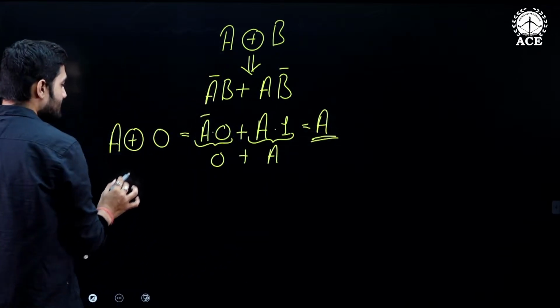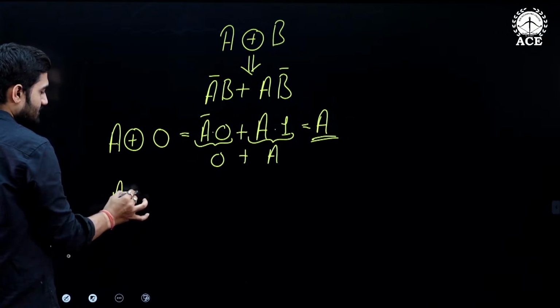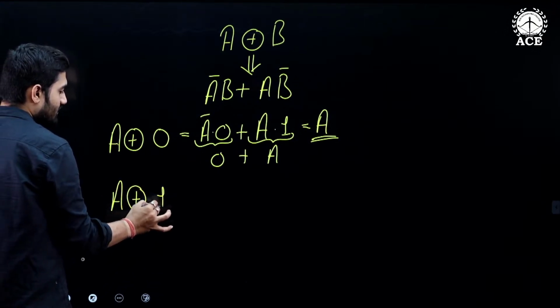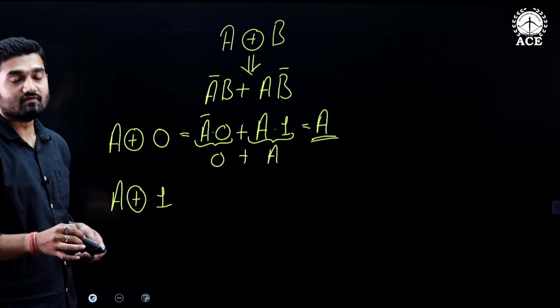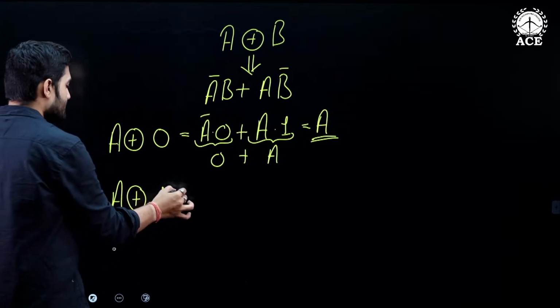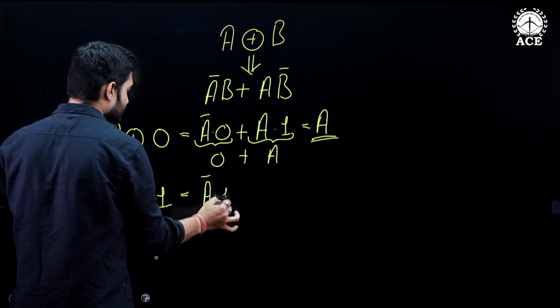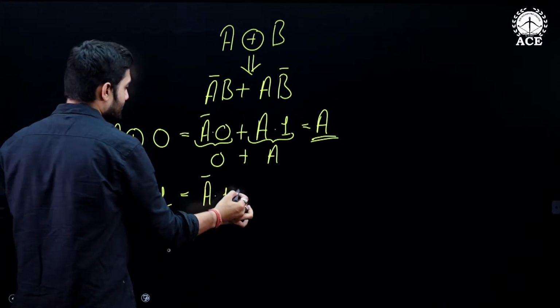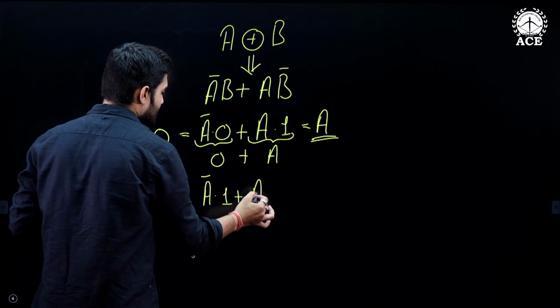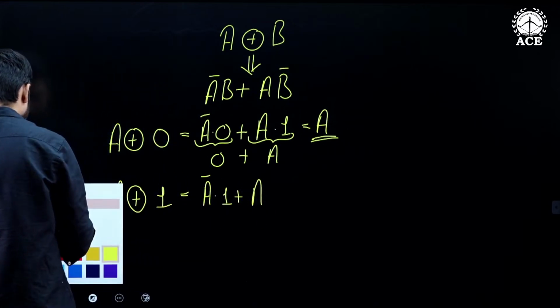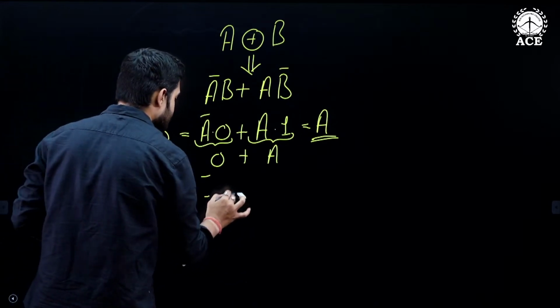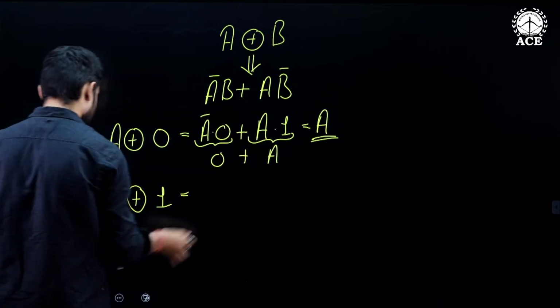Okay. In the same way, I will ask you another question. Can you tell me what is A XOR 1? A XOR 1 is A bar dot 1, right, plus A dot 0. So what am I doing? Hold on. Let me write sequentially so that you will understand with the help of the formula only.